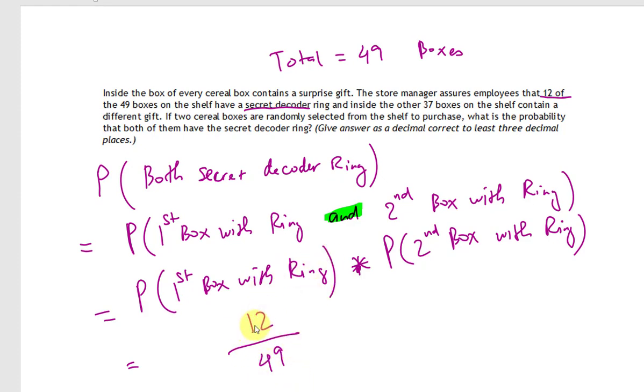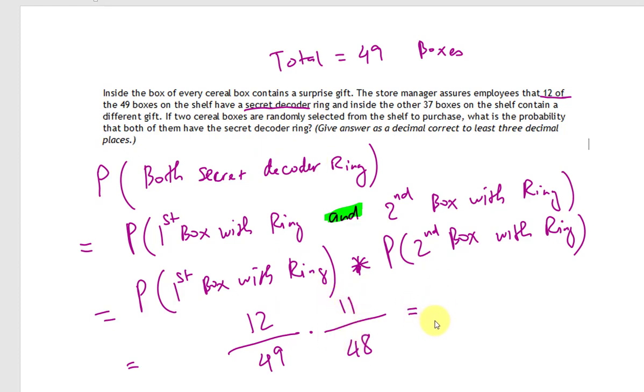Now, because we take the first box away from the store, for the second box we only have 48 left. And if we want another chance of getting a box with a ring, then we have 11 boxes left for the secret decoder ring. So 11 out of 48.